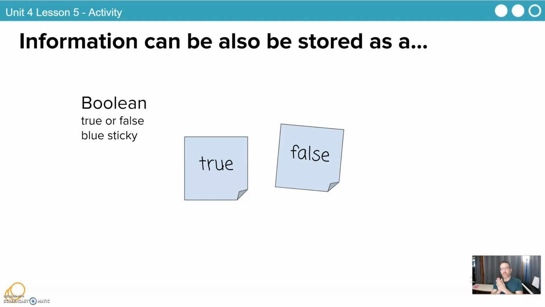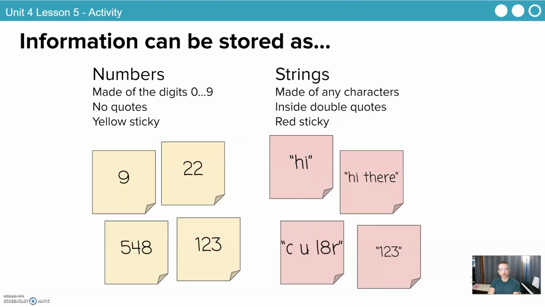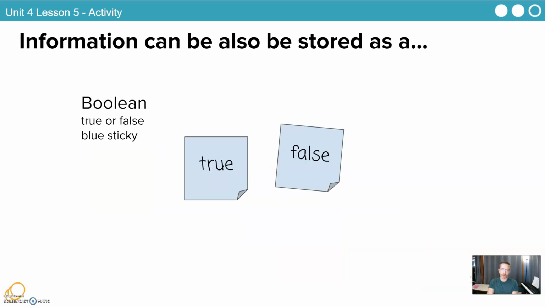Okay, so we know that numbers and strings can be stored, and we know how to do that, right? It's just digits, no quotes. Variables, no quotes. Strings, though, have quotes. And then Boolean is basically true or false. Okay. Now there are Boolean statements. It's either true or it's false. Am I 38 years old? It's either true or false. Okay.